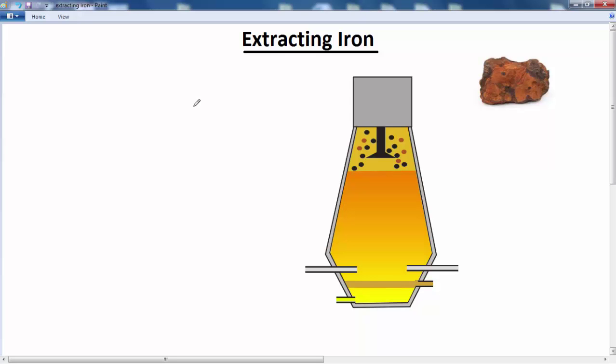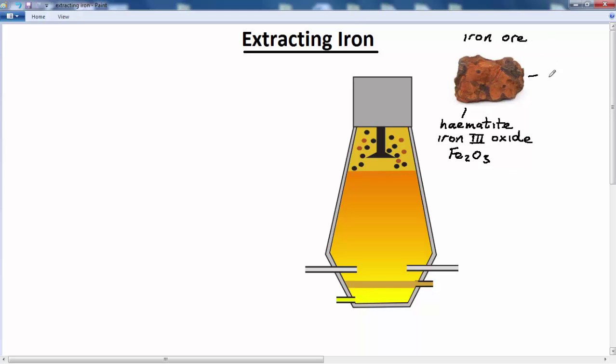In this lesson we're going to look at the industrial extraction of iron from iron ore. So here we've got a sample of iron ore, and this is composed mainly of a substance called hematite, which is also iron 3 oxide with the formula Fe2O3. But since this is a mineral and basically it's a type of rock, there are also silicates mixed in with the iron ore. So we have silicates here.